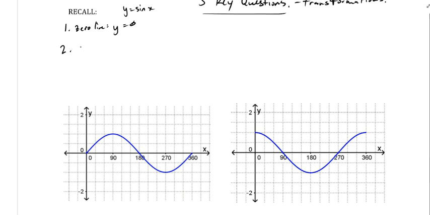Question number 2 is, what's the amplitude? So it's 1 for the parent function. And with that, we get the max and the min. So the maximum is the zero line plus the amplitude. And the minimum is the zero line minus the amplitude. And notice that 1 is the maximum. Negative 1 is the minimum.